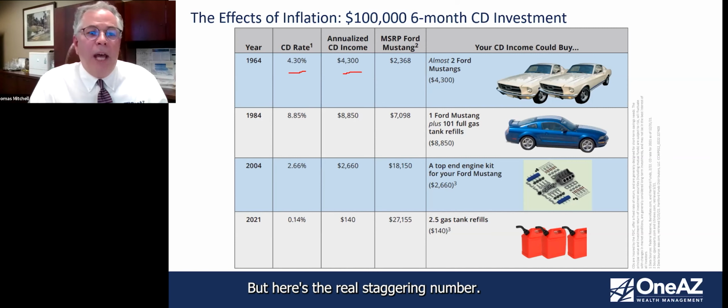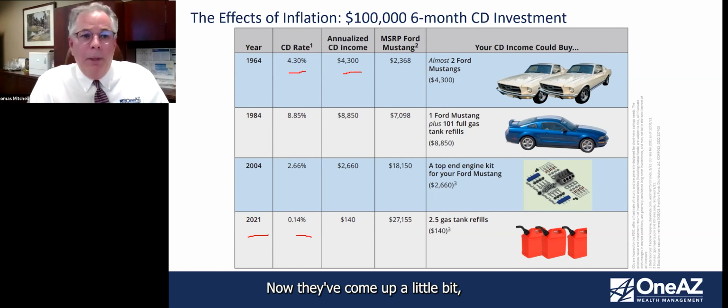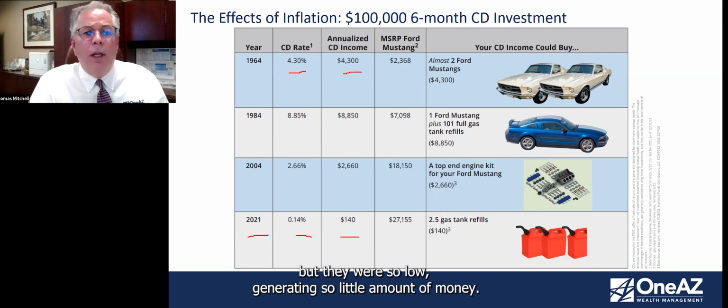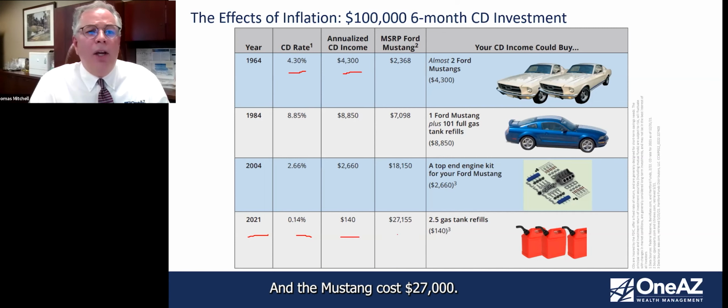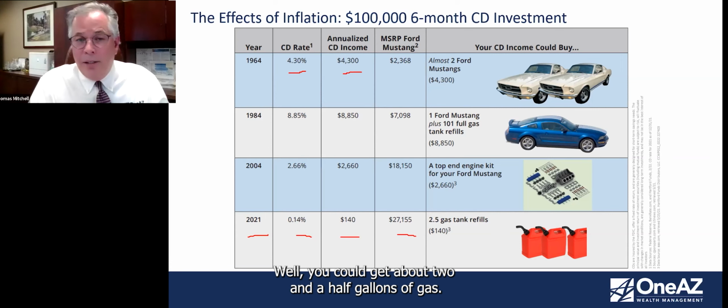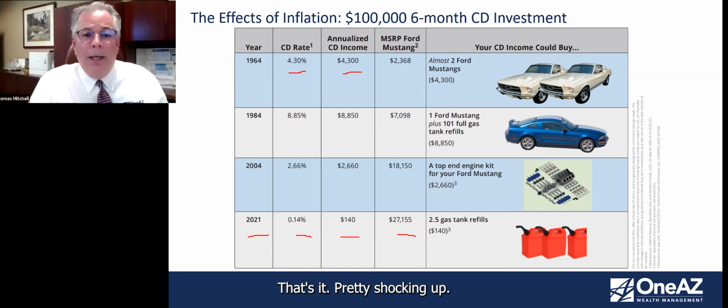But here's the real staggering number. In 2001, interest rates were so low. Now they've come up a little bit, but they were so low, generating so little amount of money. And the Mustang cost $27,000. What could you really get? Well, you could get about 2.5 gallons of gas. That's it. Pretty shocking, huh?